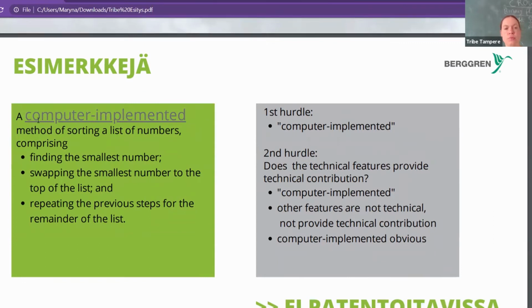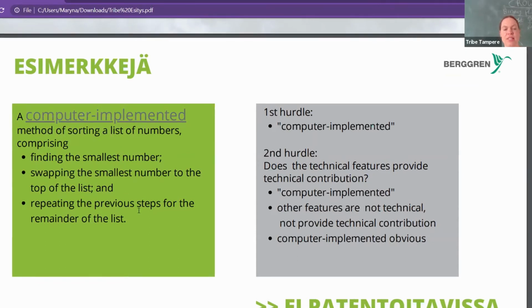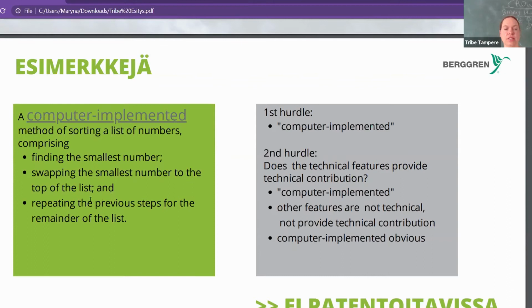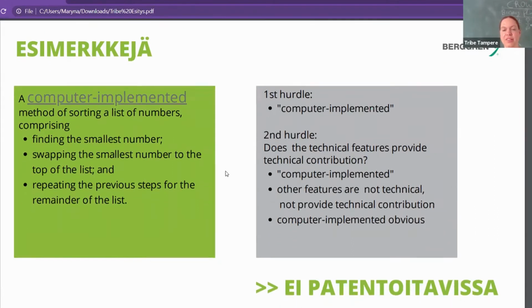Then a bit more complex example: a computer implemented method of sorting a list of numbers, comprising finding the smallest number, swapping the smallest number to the top of the list, and repeating the previous steps for the remainder of the list. So the first, the underlined part, computer implemented, is technical. But then the remaining part is just a method. So this is not considered technical, and thus this example is not patentable.